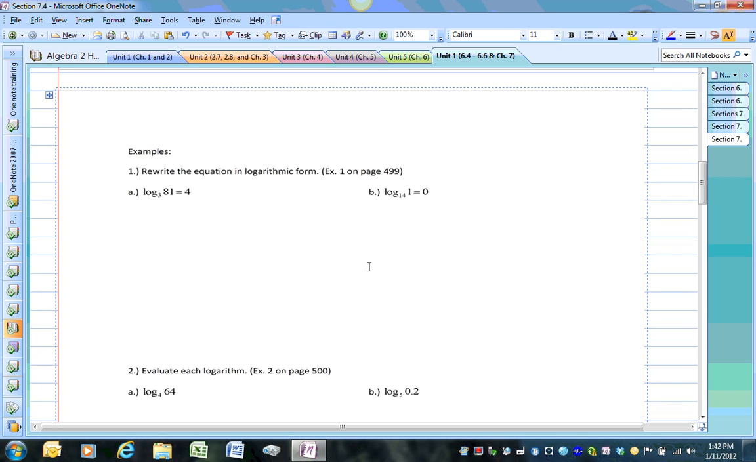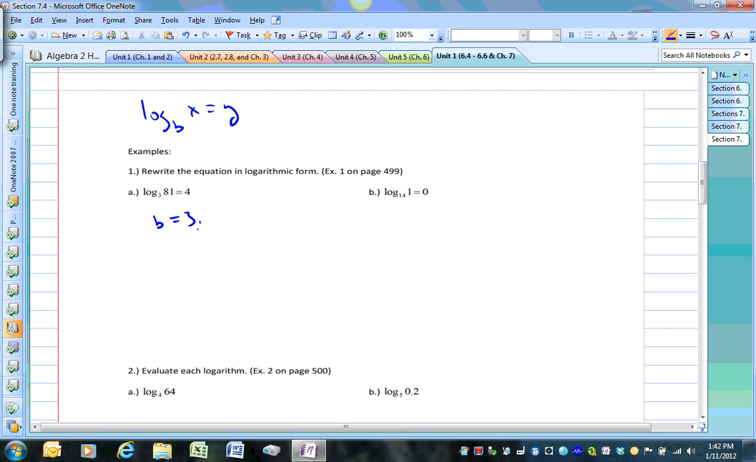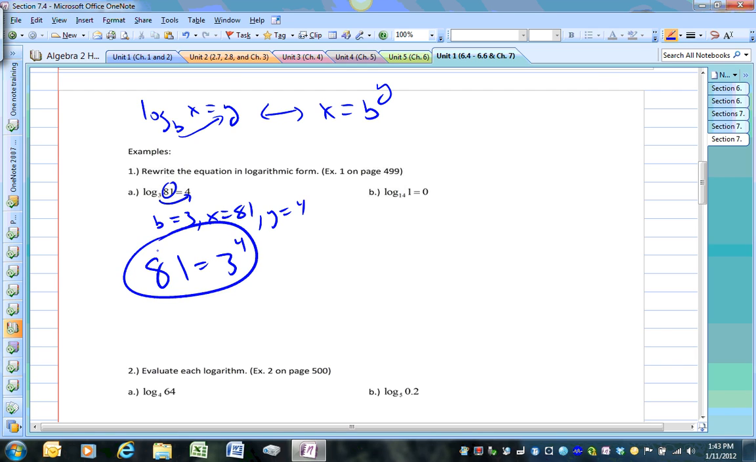So let's look at example 1. So you have log base 3 of 81 equals 4. Now again, remember, log base b of x equals y. So in this case, our b equals 3, our x equals 81, our y equals 4. It's equivalent to x equals b to the y power. It's almost like you're shifting this to the other side and raising it to the y power. So if I rewrite it, 81, that's x, equals 3 to the 4th power. So that's how you rewrite.